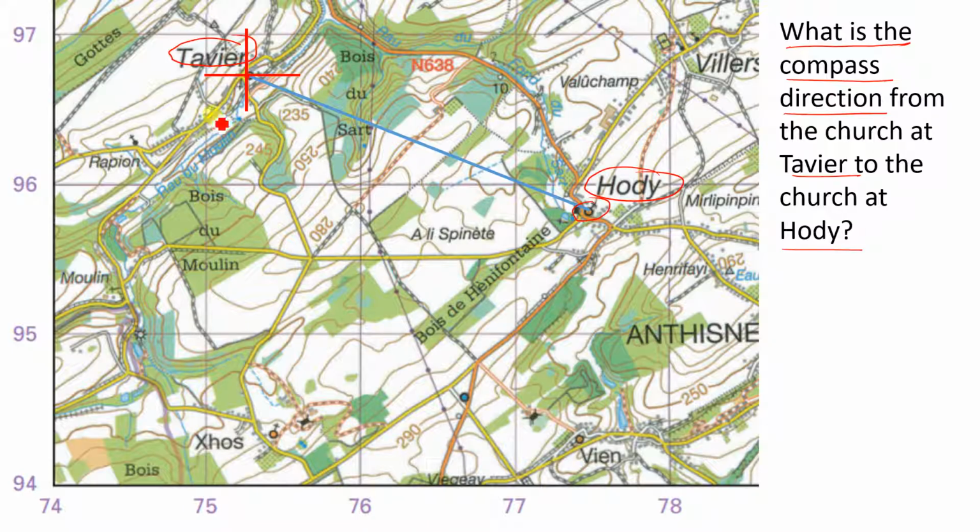So you make sure you draw your cardinal point there at Tavia, where you're taking the direction from. Once you've drawn your cardinal point, you should try to label it. Like, this is my north, this is my south, this is my west, and this is my east.